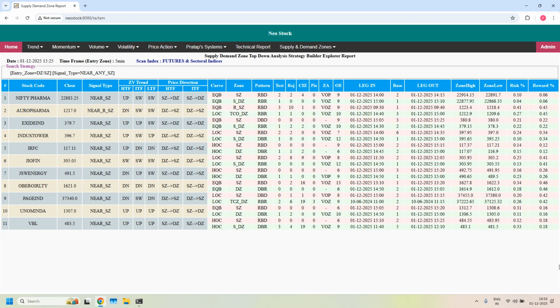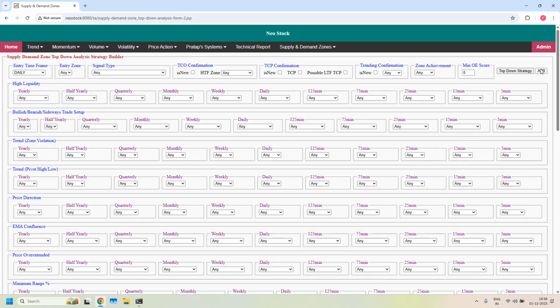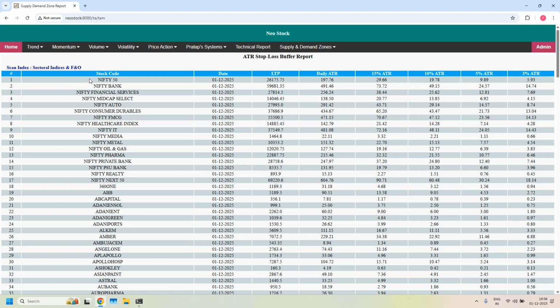This is about stocks near demand and supply zones for different time frames. Final report, I am generating stop buffers based on the daily ATR. First 17 in this list are indices, remaining all are equity stocks. So I am scrolling the list down. Whichever stock you want to refer, pause the video and study the report. After that, you proceed further. Okay, I am scrolling the list down.